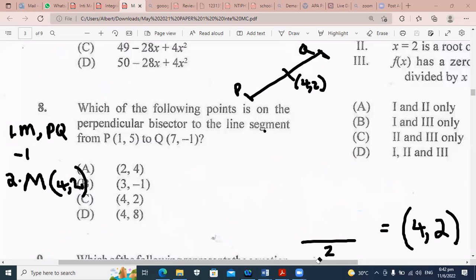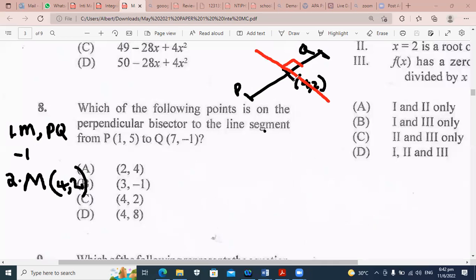After finding the midpoint, remember, this is the line that we have. It's perpendicular to PQ. All right. So what we need to do now is to find the gradient of line 2, which is a perpendicular bisector. Now, when two lines are perpendicular, what do we know about the gradients?